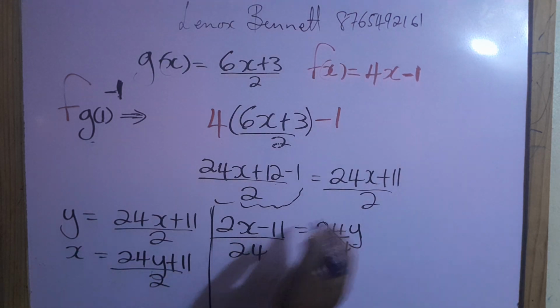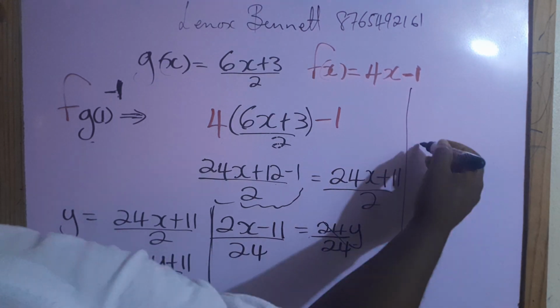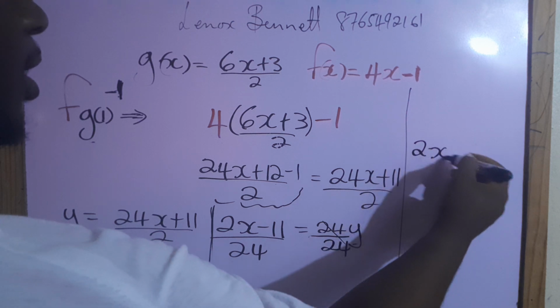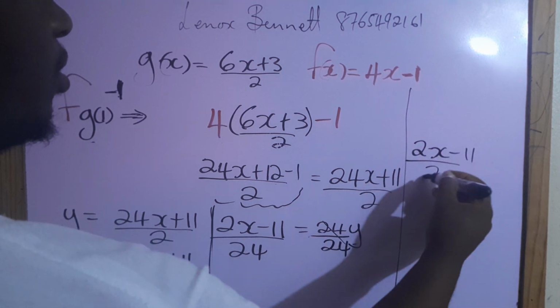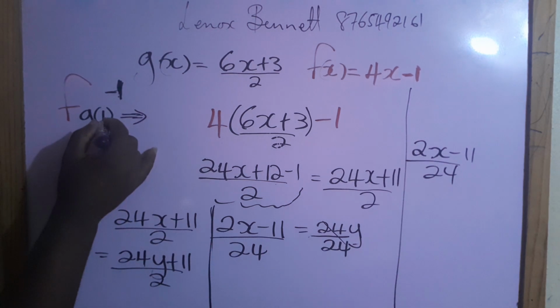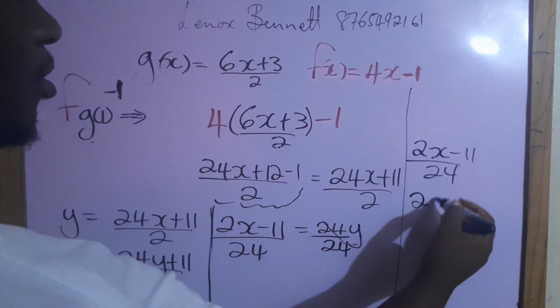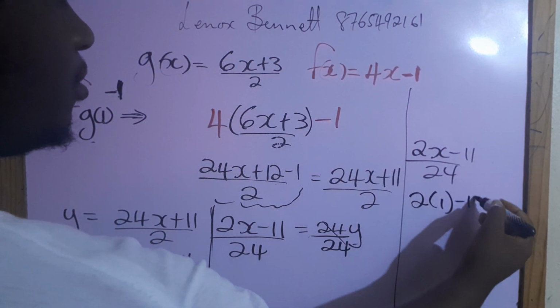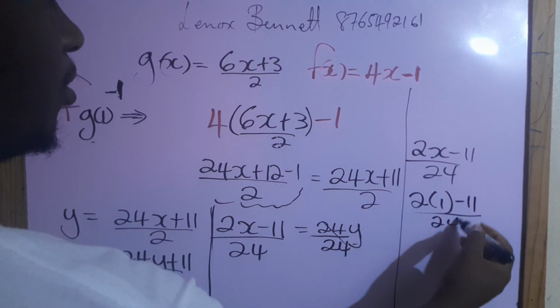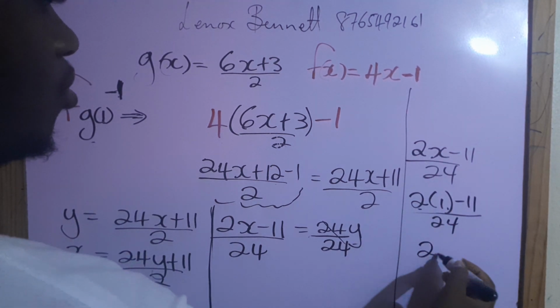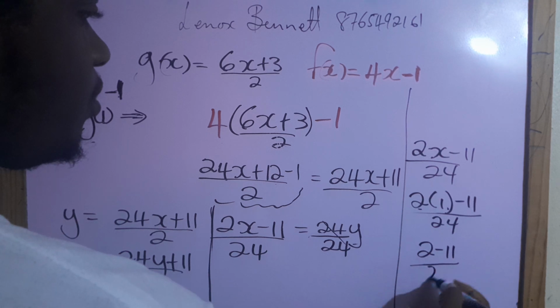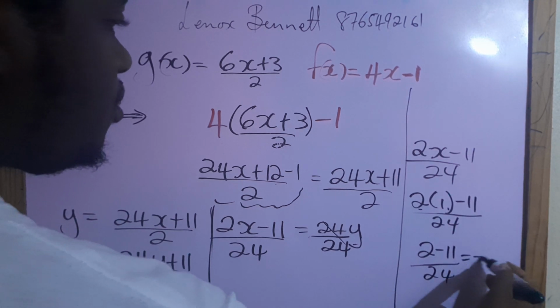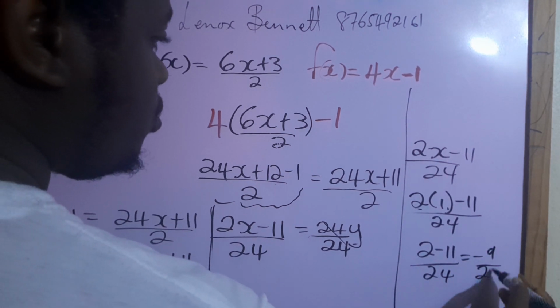Alright, so let's rewrite this first. So the inverse works out to 2x minus 11 over 24. Now we're supposed to plug 1 where x is. So 2 times 1 minus 11 over 24. 2 times 1, that's 2 minus 11 over 24. So this works out to negative 9 over 24.